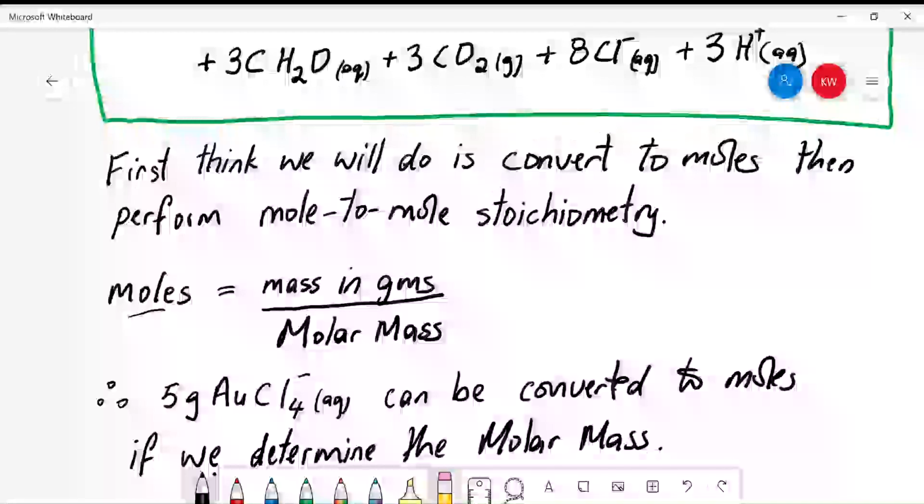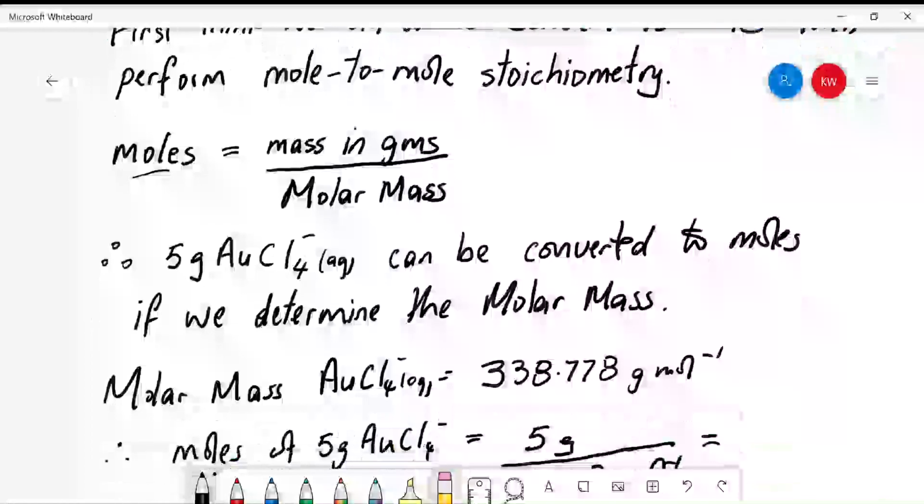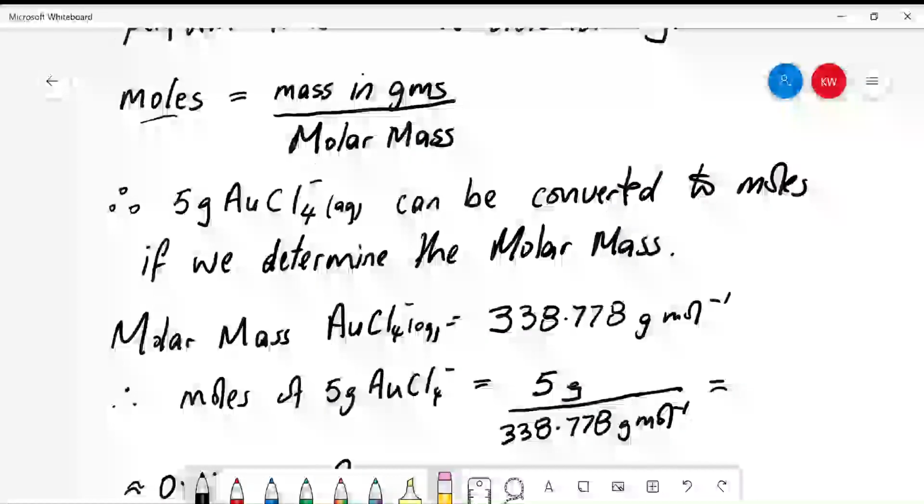This can be converted to moles if we determine the molar mass. The molar mass we can always determine by using our reference table. We're going to look for the mass for gold in our reference table. We're going to look for the mass for chlorine. We realize that there are 4 chlorines, so we're going to add up all these masses. You should get a mass of 338.778 grams per mole.